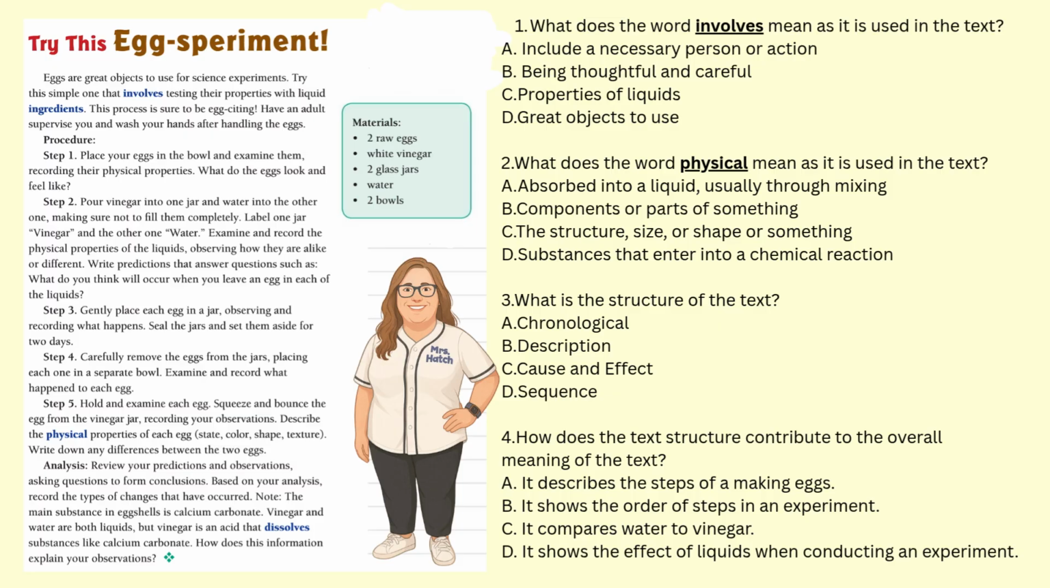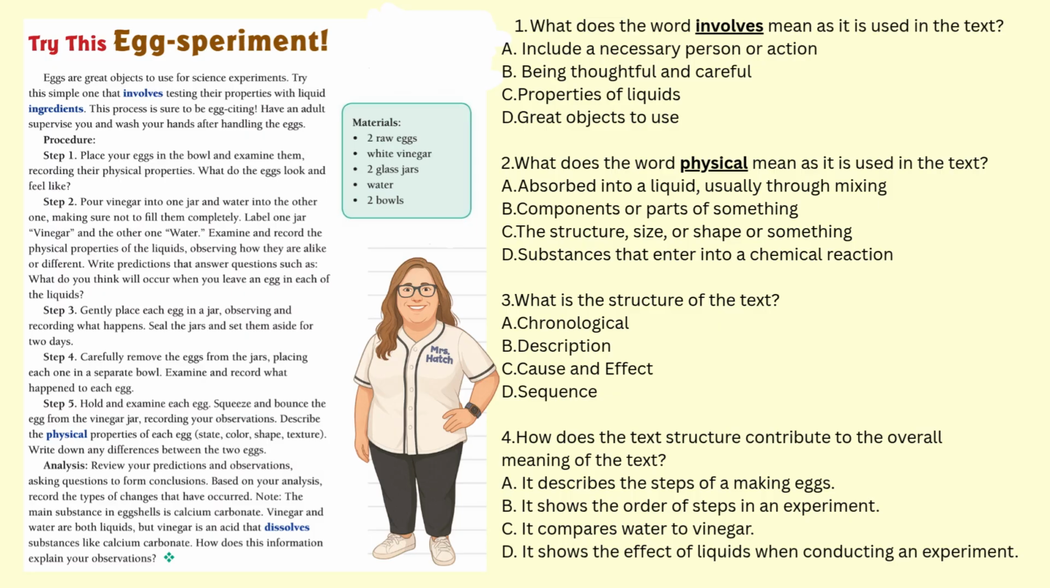Note, the main substance in eggshells is calcium carbonate. Vinegar and water are both liquids, but vinegar is an acid that dissolves substances like calcium carbonate. How does this information explain your observations? Great job reading the text with me.